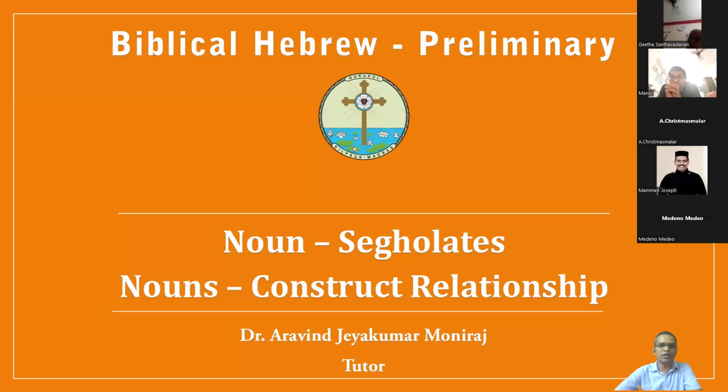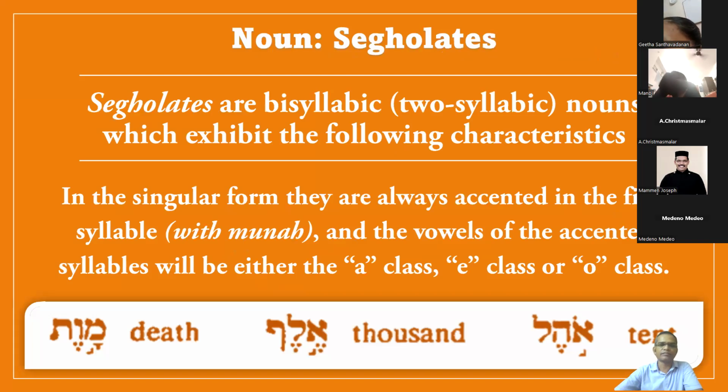Certain nouns are called segolates. Why are certain nouns called segolates? It is very much visible in the name itself. Those nouns will be carrying segol, right? So nouns that carry segol are called segolates. But there are some exceptions. Let us understand what type of nouns are called segolates.